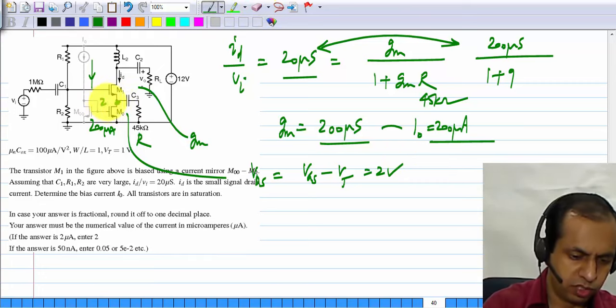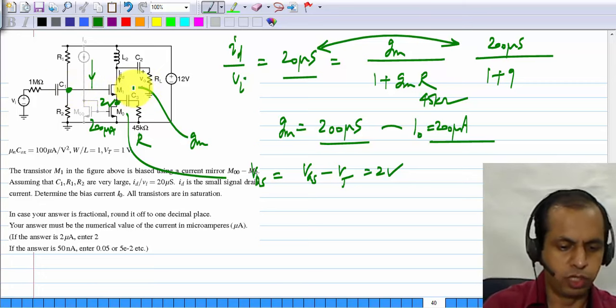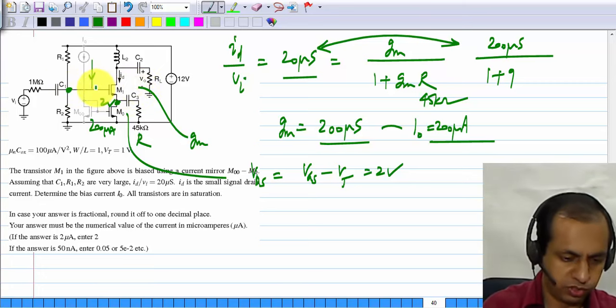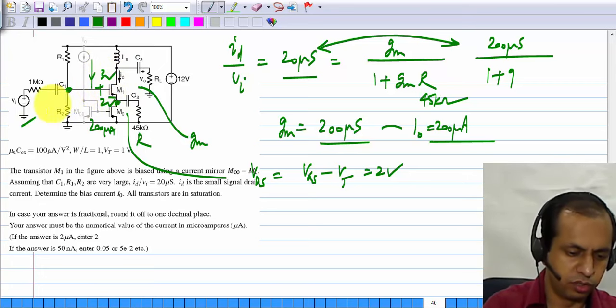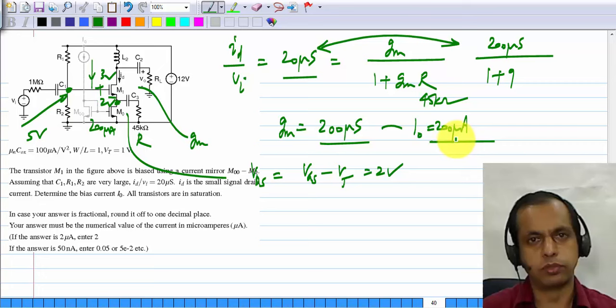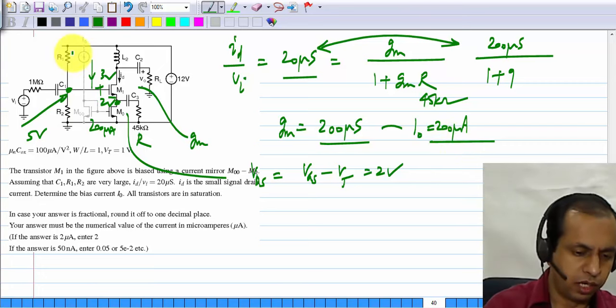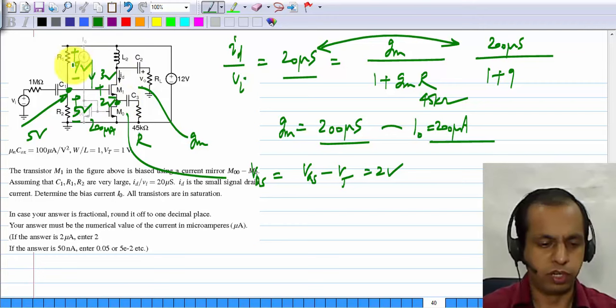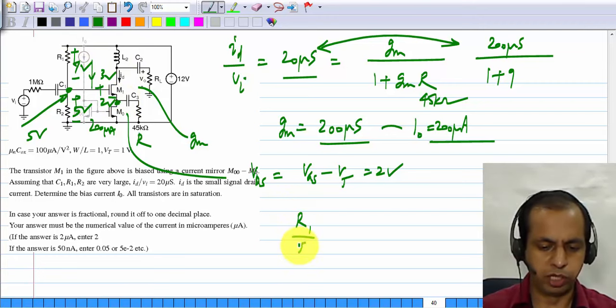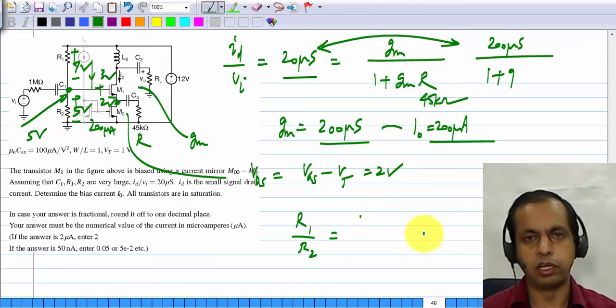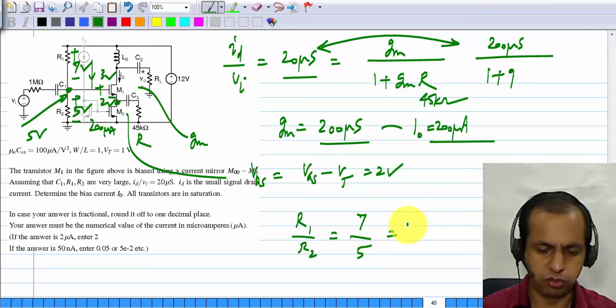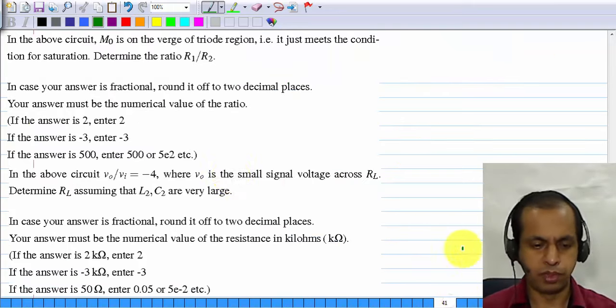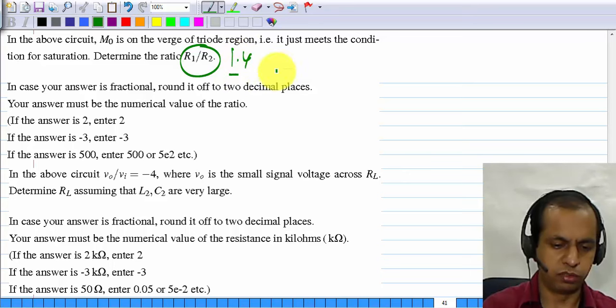So this point is at 2 volts, and the gate of M1 is 1 VGS above this, because here we have VGS of 3 volts. So this is at 5 volts. Okay, and across R1 we have 7 volts, across R2 we have 5 volts. So what we have to find is the ratio R1 by R2, which is basically in proportion to the voltages, because the same current is flowing through them, which is 7 by 5 or 1.4. Okay, so this ratio is 1.4.